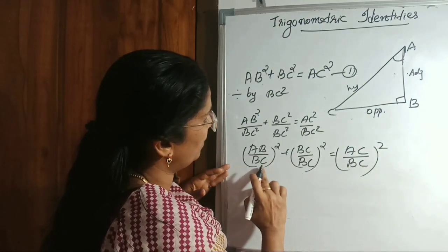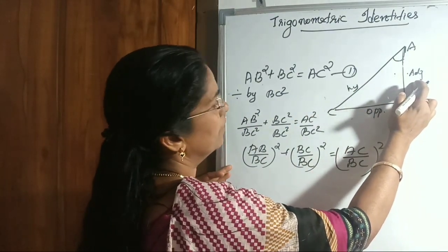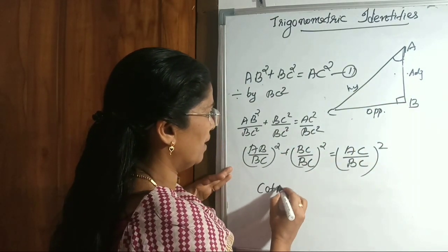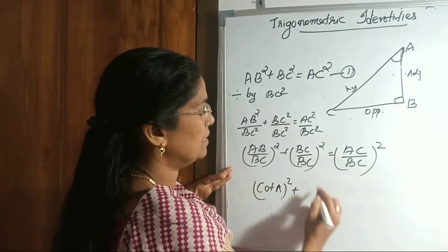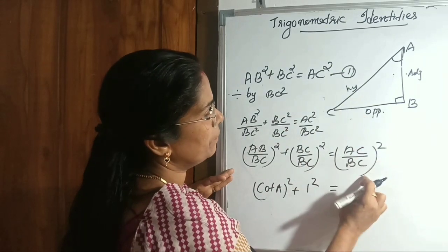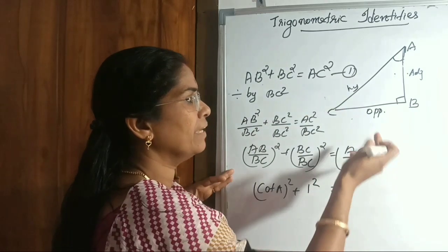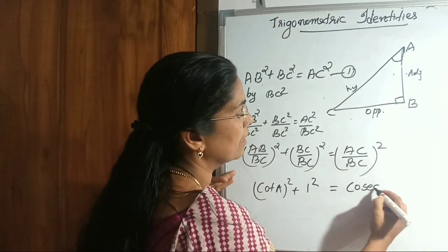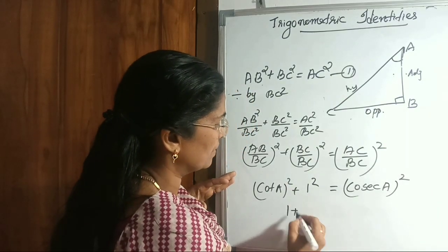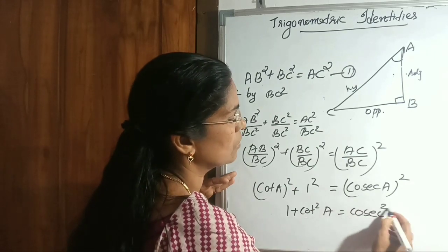Now what is AB by BC? Look at the figure. AB is the adjacent side, BC is the opposite side. Adjacent by opposite is cot A, whole square. What is BC by BC? 1, 1 square. That is equal to AC by BC, hypotenuse by opposite, which is cosec A, whole square. Or we can write it as 1 plus cot square A is equal to cosec square A.